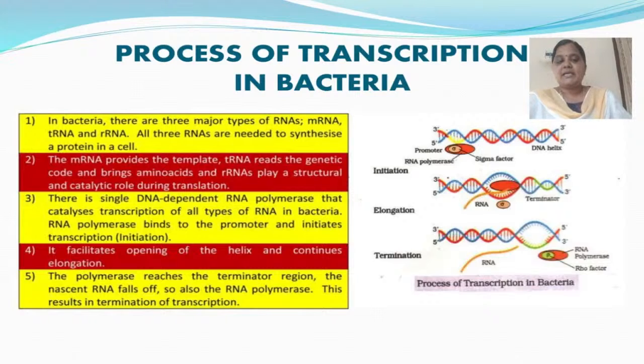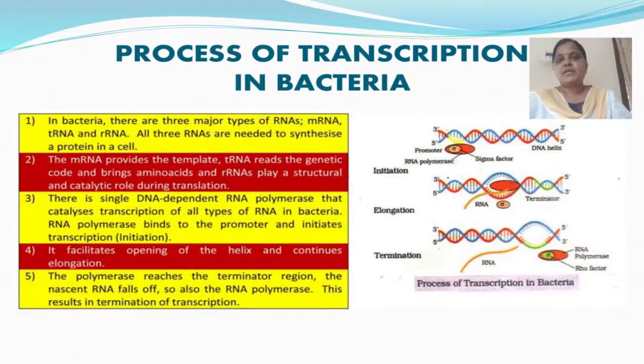In bacteria, three types of RNAs are present: mRNA, tRNA, and rRNA. The function of these three RNAs: mRNA provides the template; tRNA reads the genetic code and brings amino acids; and rRNA plays a structural and catalytic role during translation.